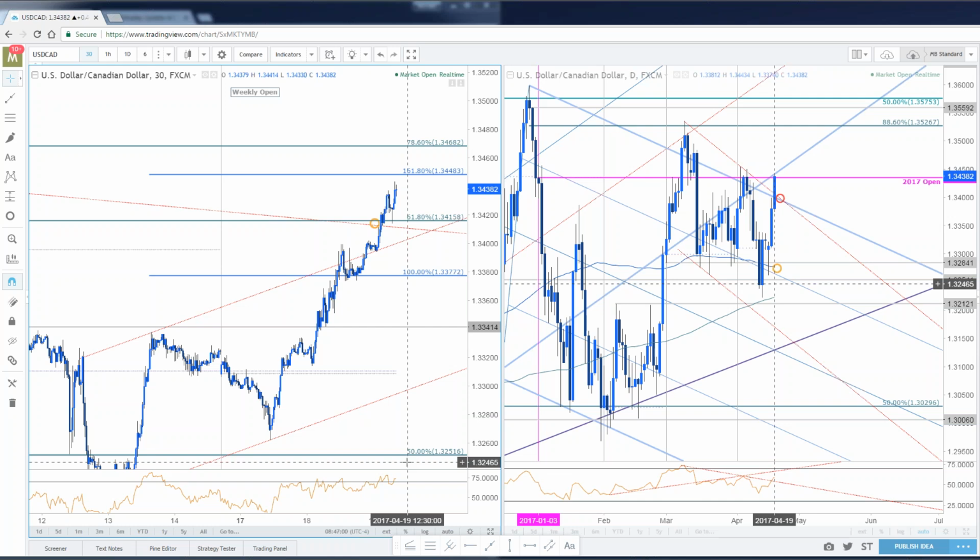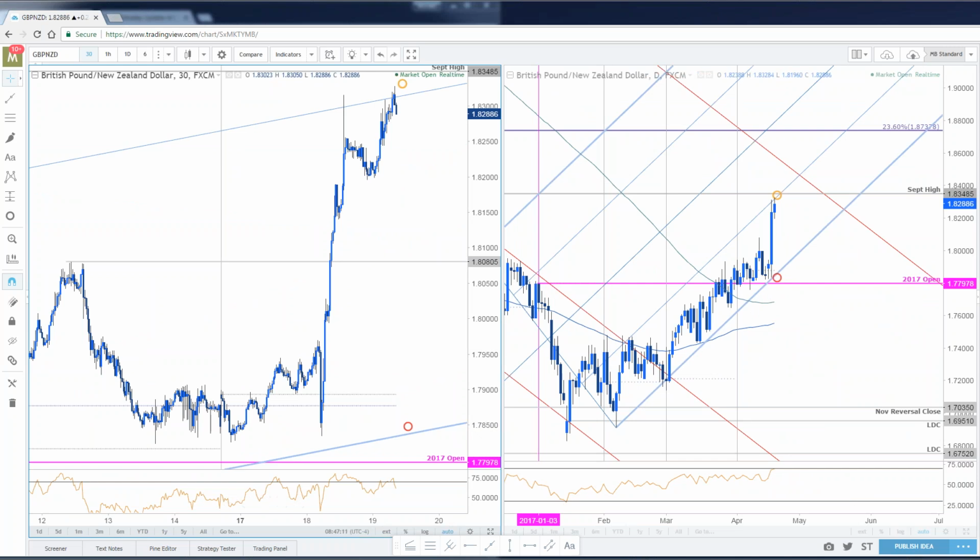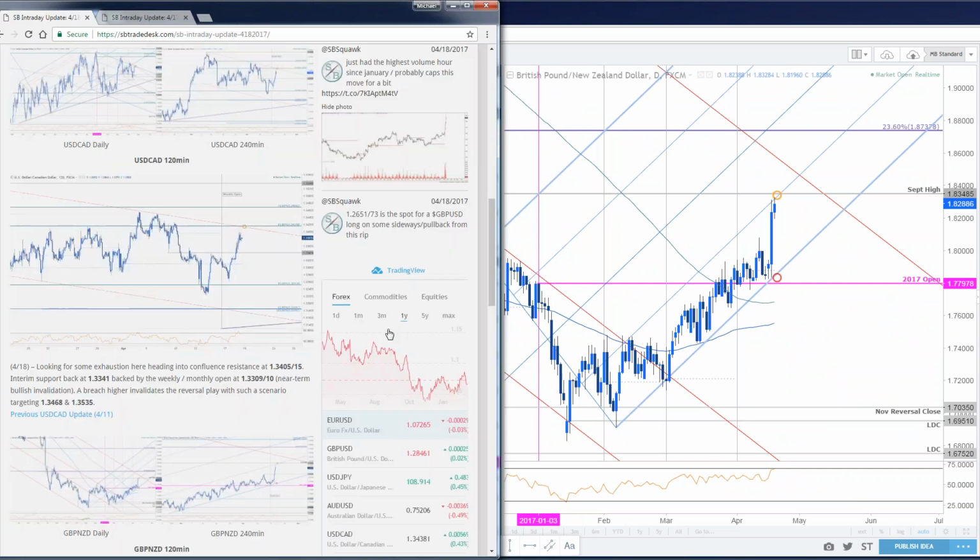Okay, so dollar CAD, that was number 3. Kiwi, sterling Kiwi from me last night, that's number 4. I just wanted to highlight this real quick because it's coming into a very interesting area as well. It's a pair we haven't looked at in a couple of months. Here's what sterling Kiwi looked like last night.